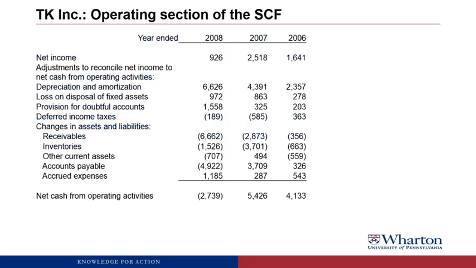And you can see 3 years, 2008, 2007, 2006. Net income and cash from operations both dropped substantially in 2008.